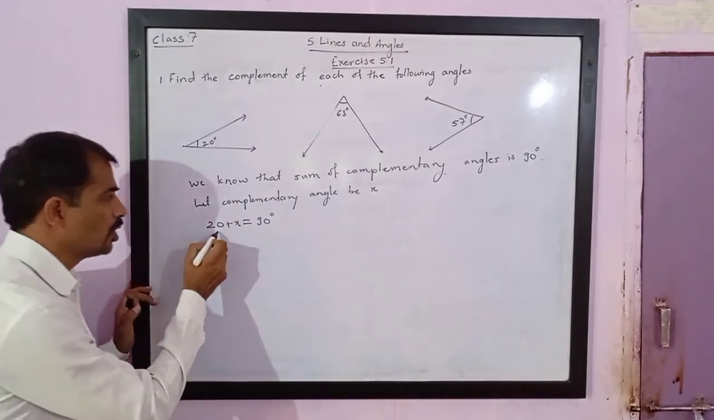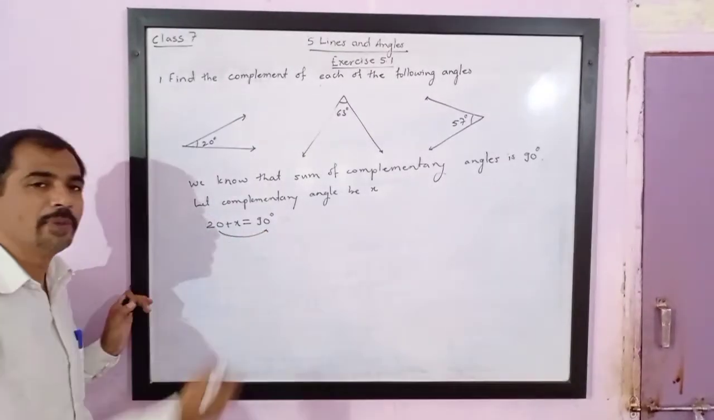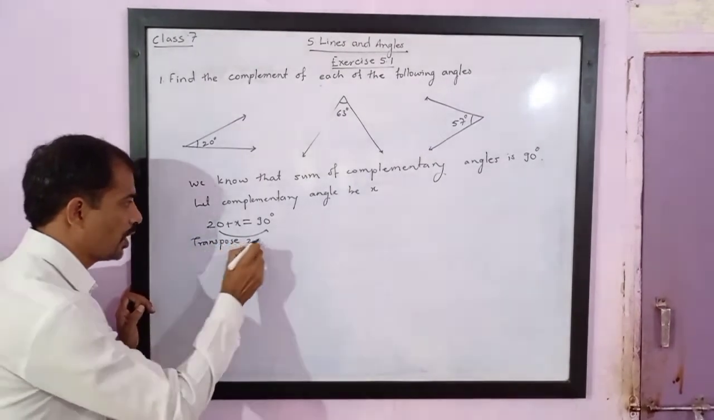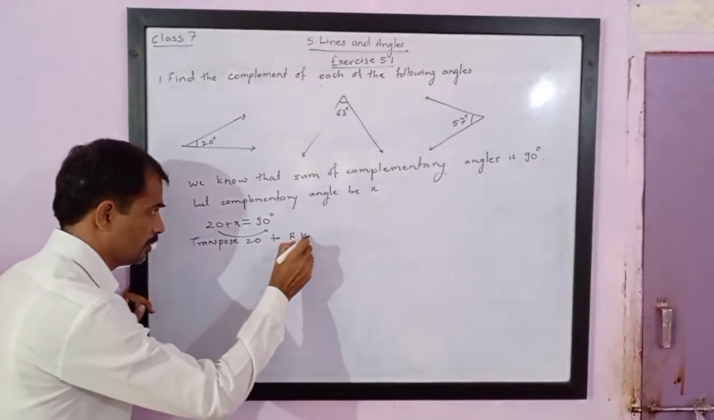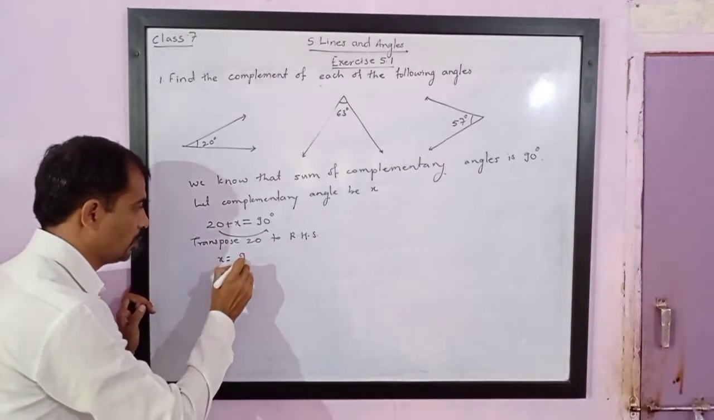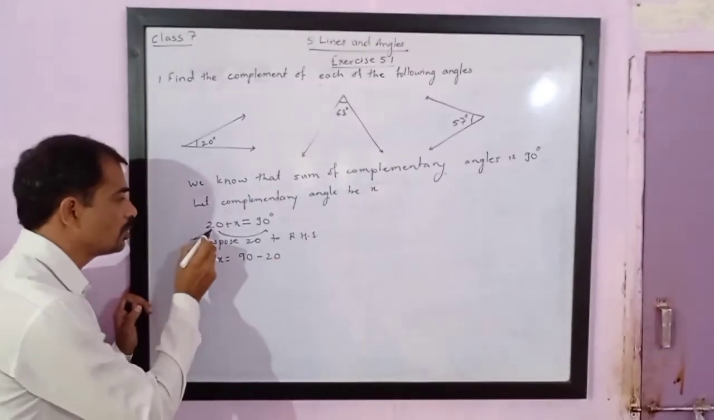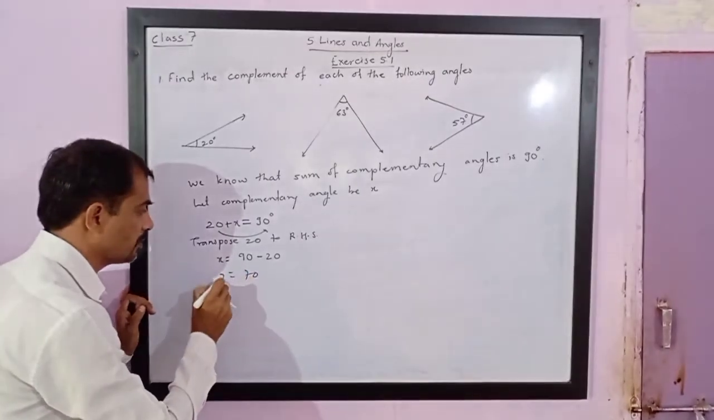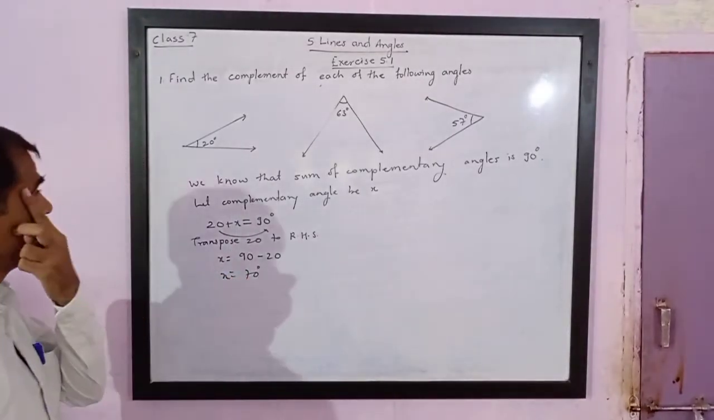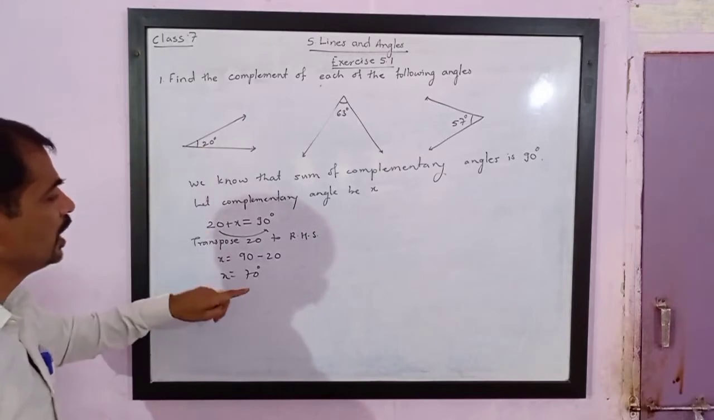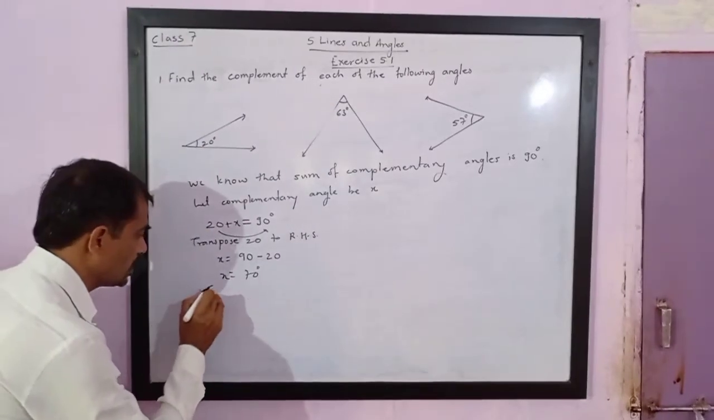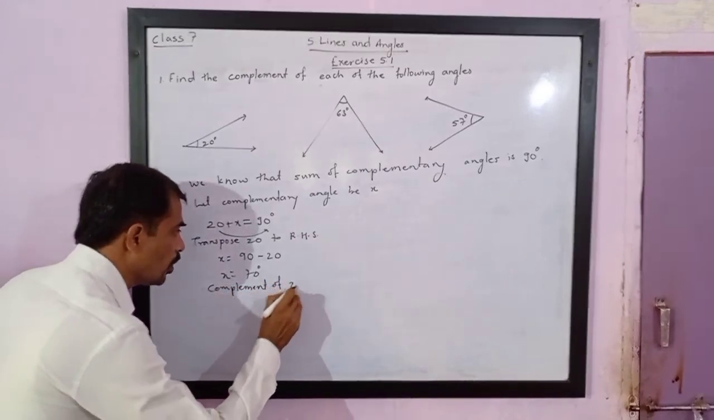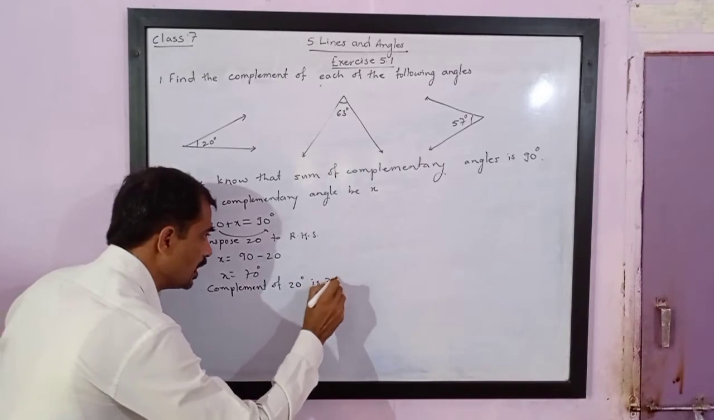Now if you transpose 20 to the right hand side, it is positive, it will become negative. So transpose 20 to RHS. We will get x is equal to 90 minus 20. Please note it is positive, and when it changes side, it becomes negative. So this is equal to 70 degrees. It means the complement of 20 degrees is 70 degrees.